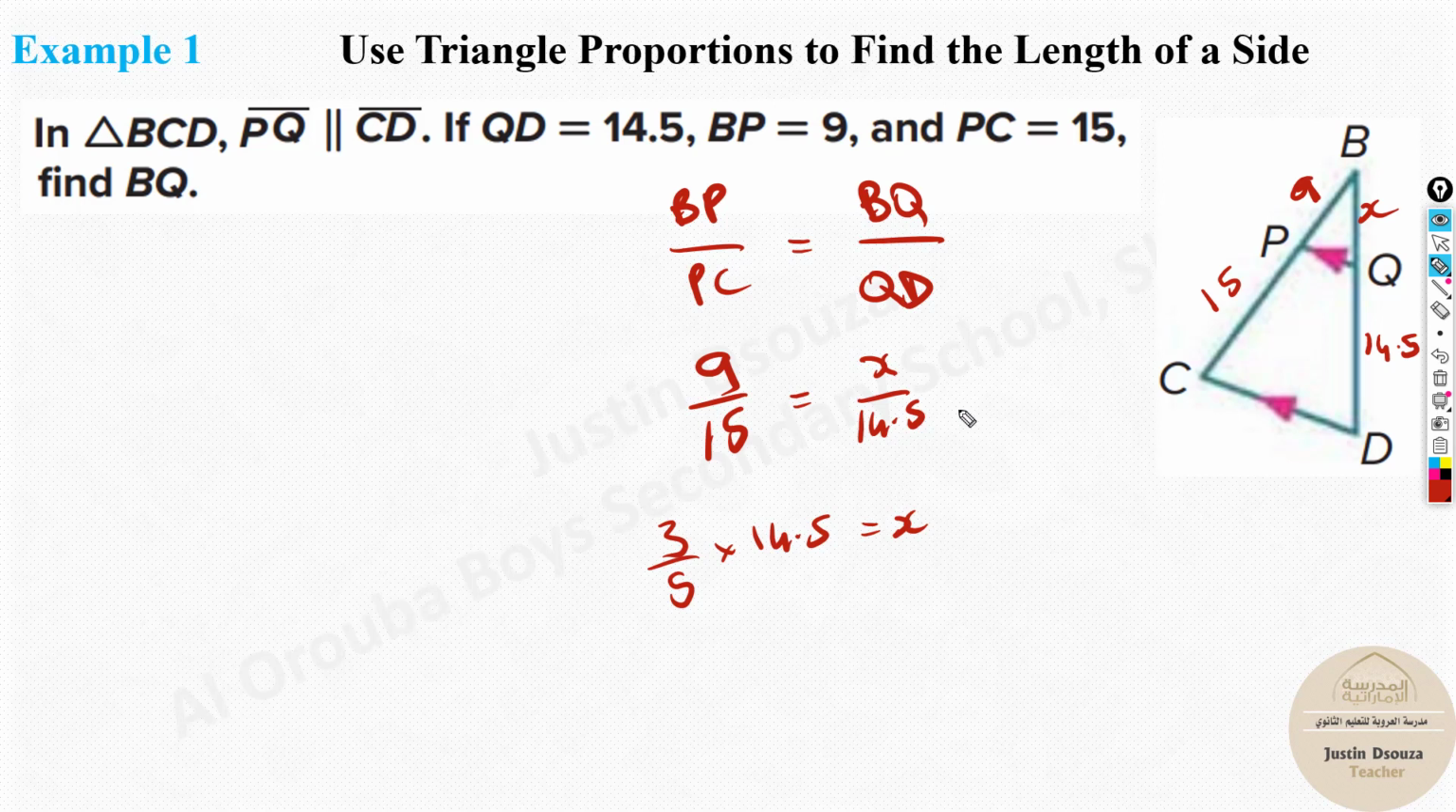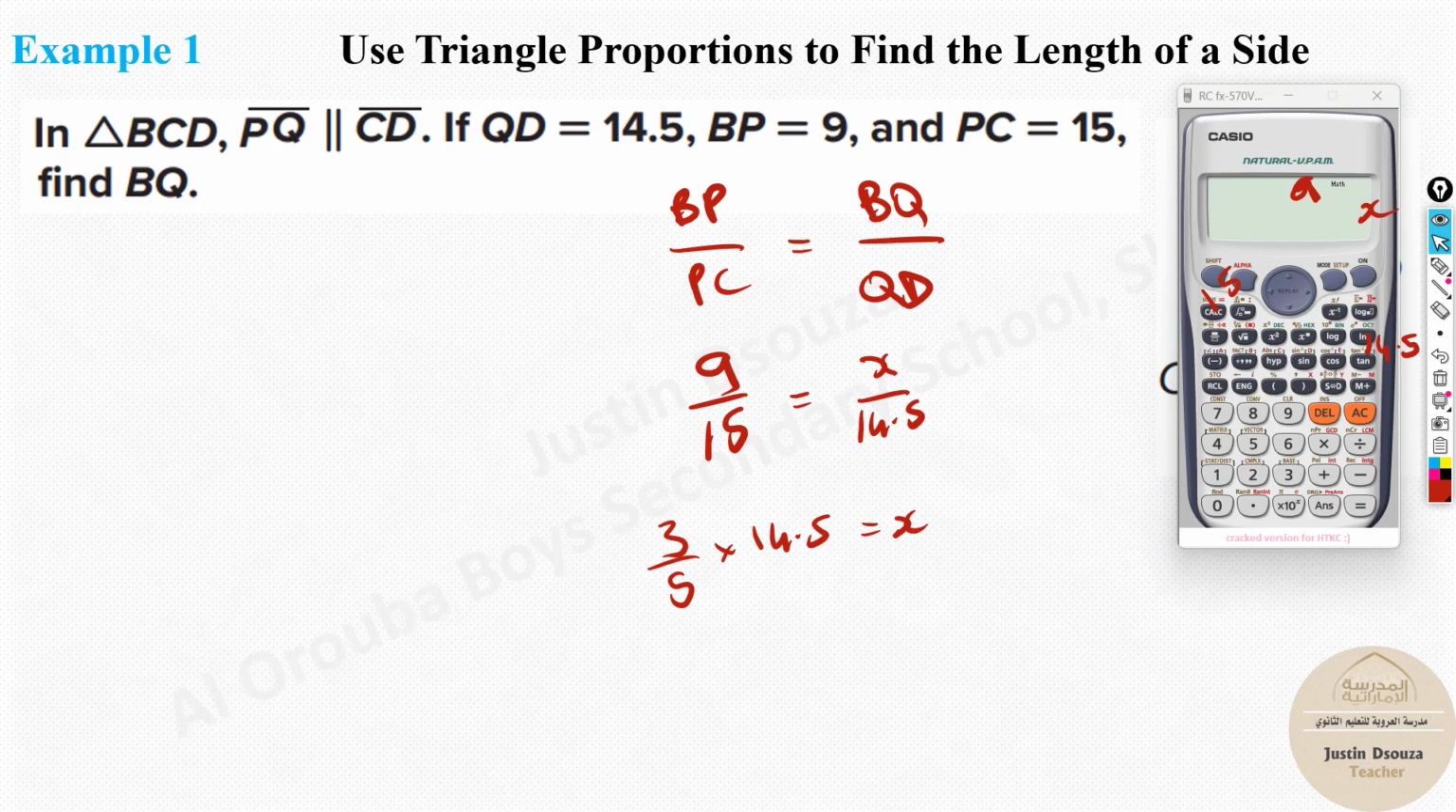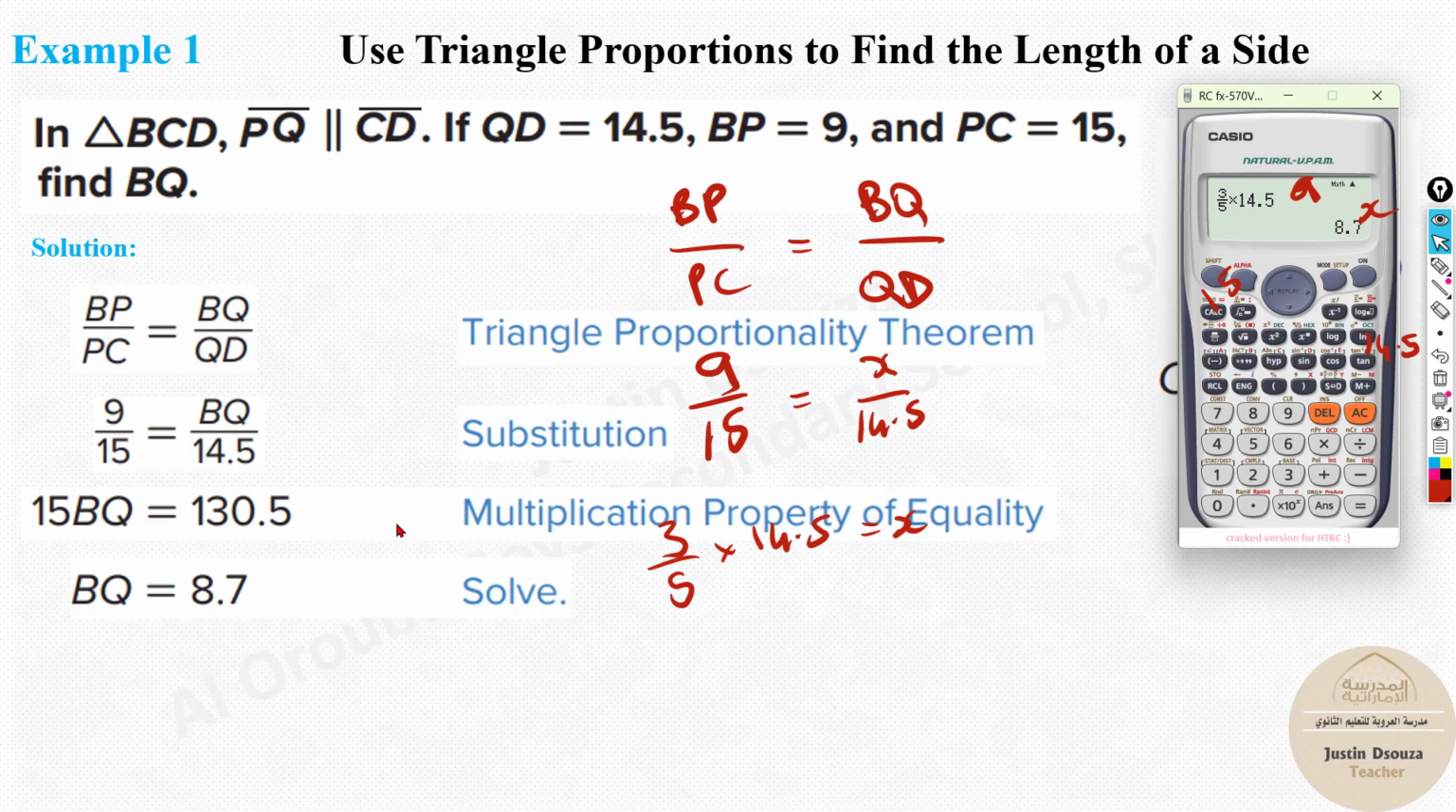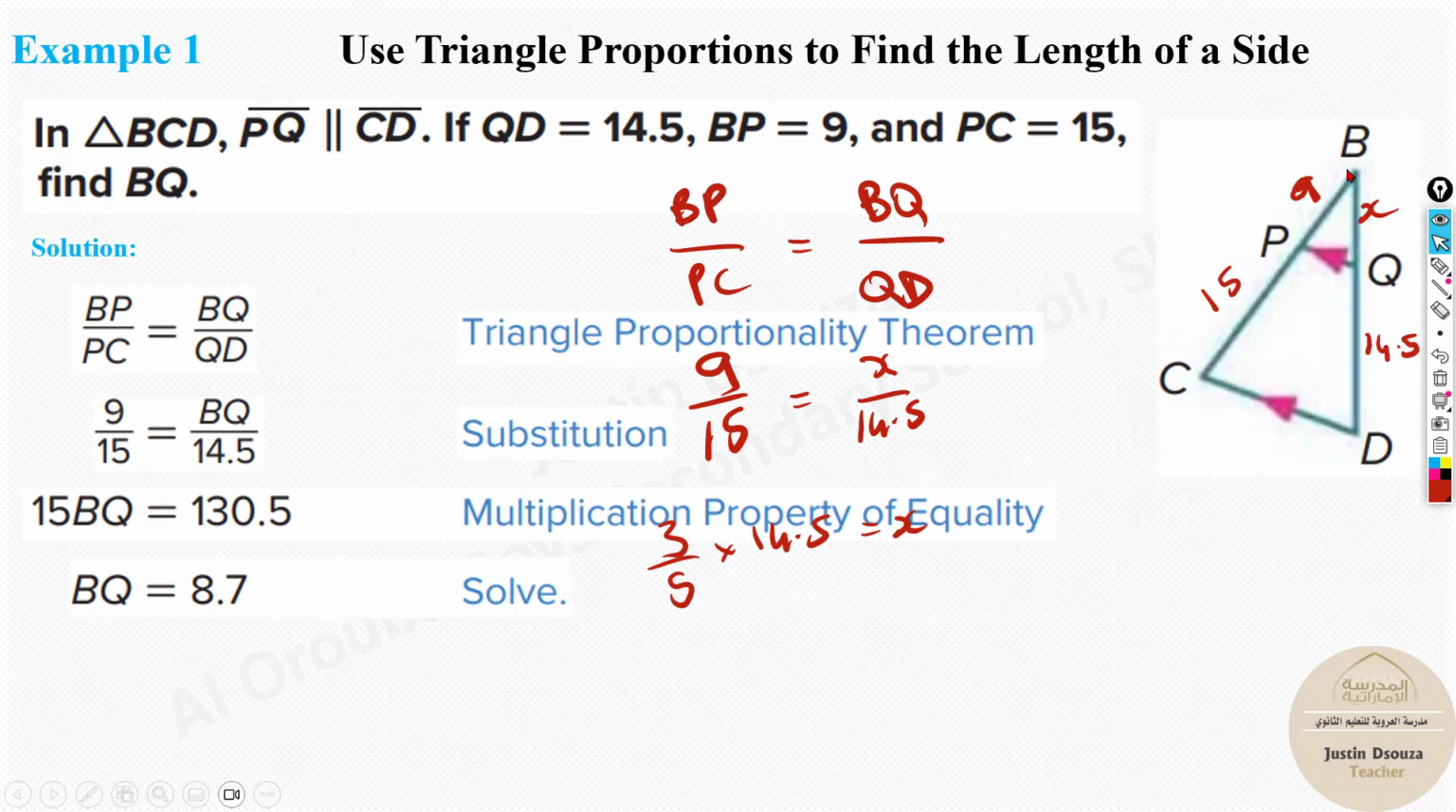I'll just use the calculator because it'll take time otherwise. All you need to do is put in the value, directly or the simplified one, 3 by 5 times 14.5. The answer is 8.7. So X value will be 8.7. X is basically BQ. That's it. This is how you solve these problems.